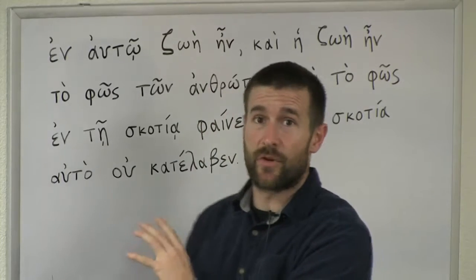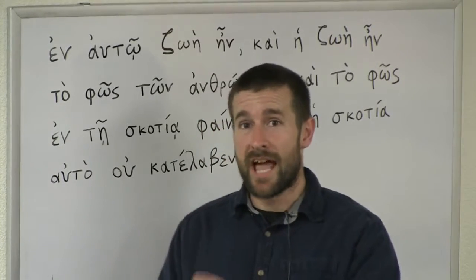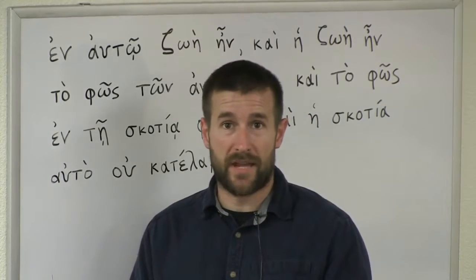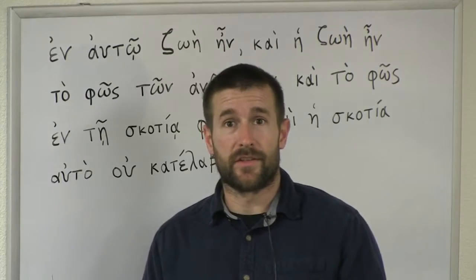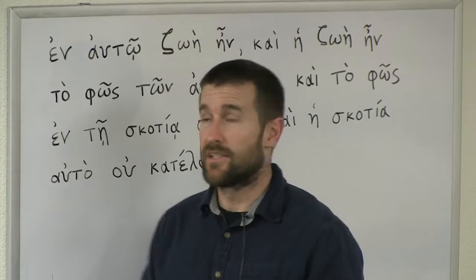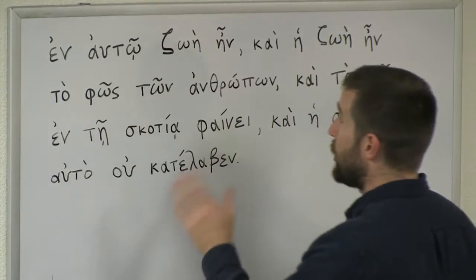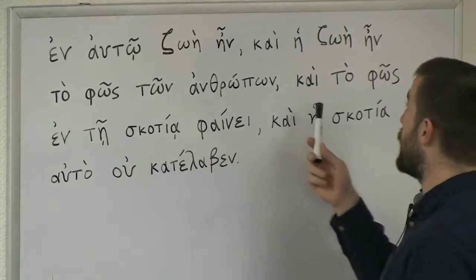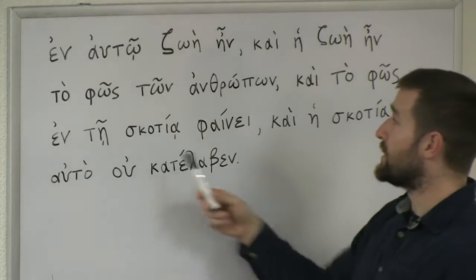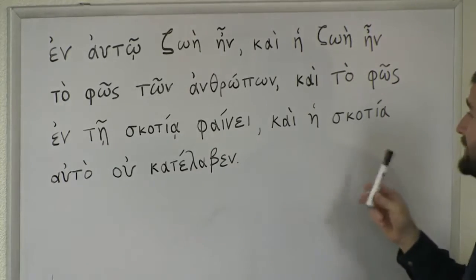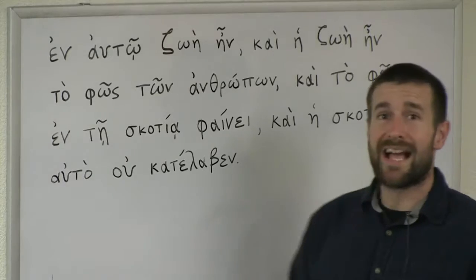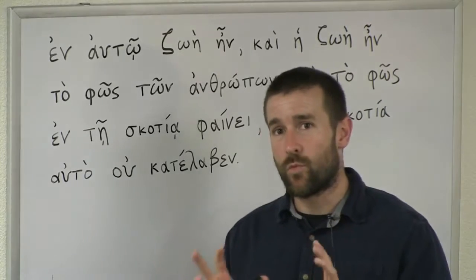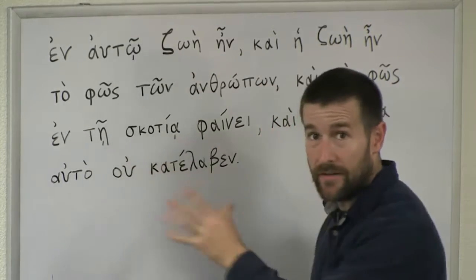In English, these verses read, "In him was life, and the life was the light of men, and the light shineth in darkness, and the darkness comprehended it not." Let's look at it in Greek. "En αυτό ζωήν, και η ζωή ειν το φως των ανθρώπων, και το φως εν τη σκοτία φαίνει, και η σκοτία αυτό ου κατέλαβεν." So let's look at each word of this and explain all the things that are going on here.